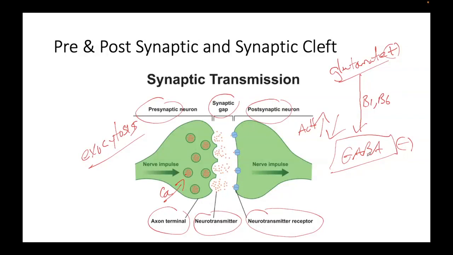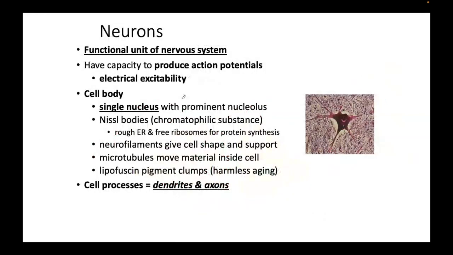Right? If you're the person that can't wake up in the morning, you're always hitting the snooze button for 5 more minutes of sleep, you're glutamate deficient and GABA dominant. Think of this as like the flower opening up in the morning and then the flower closing at night. That's how this works. Okay, so the neurons, these are the functional unit of the neural system.